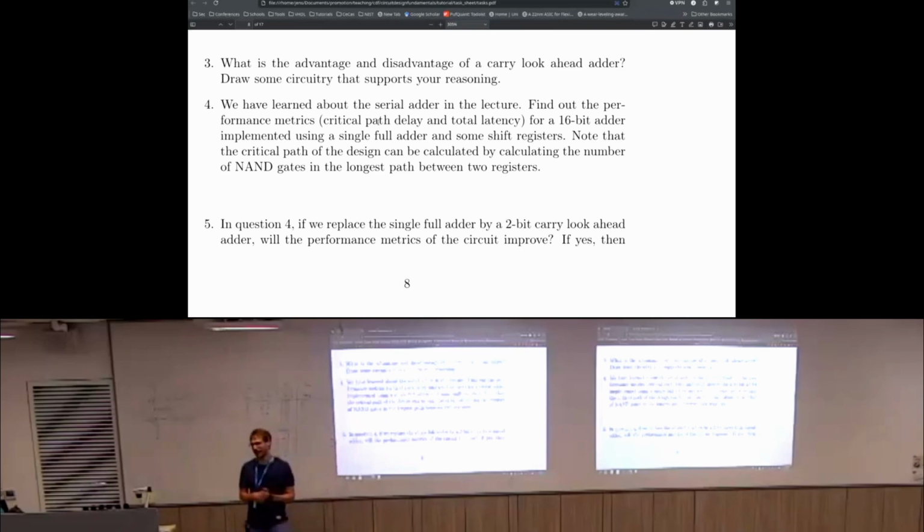All right, so the next question is about the serial adder now. You've also heard of the serial adder during the lecture. And now we want to know its performance metrics. So we want to know the critical path and the total latency. If we want to add a 16-bit number, we use for this a single full adder and some shift registers. Remember that the critical path of the design can be calculated by counting the number of NAND gates in the longest path between the two registers.